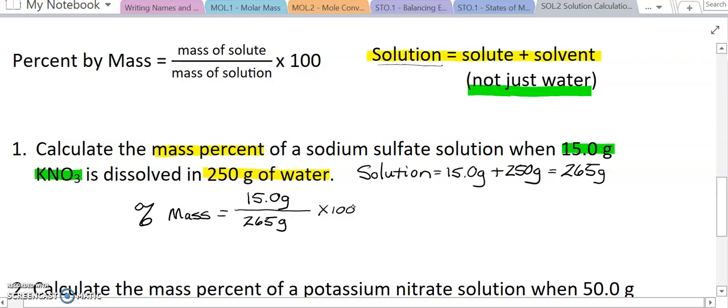So in my calculator, I am going to take 15 and divide it by this 265. I'm going to take it times 100. And my calculator is going to spit out 5.6%.